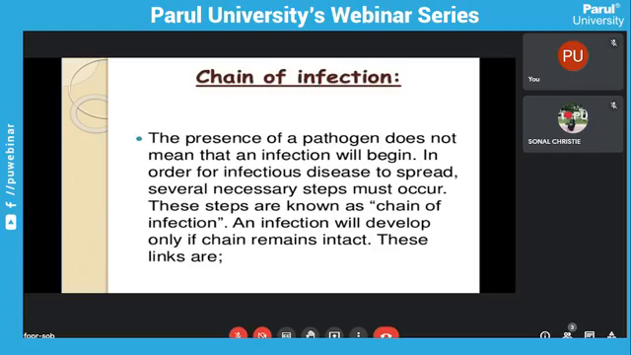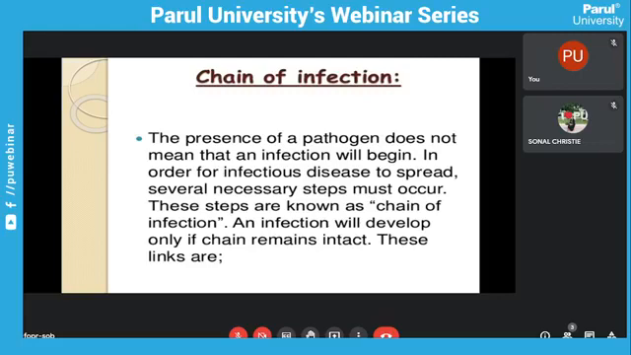जब तक इन चेन ऑफ इन्फेक्शन जो है, इन्फेक्शन की चेन है, वो डैमेज नहीं होगी, इम्पेयर्ड नहीं होगी, तब तक जो इन्फेक्शन है वो स्प्रेड होता रहेगा. सो तो इन्फेक्शन को कंट्रोल करने के लिए सबसे पहले हमें चेन ऑफ इन्फेक्शन को ब्रेक करना होगा. These links are okay. Which links are in chain of infection? We will see in the next slide.